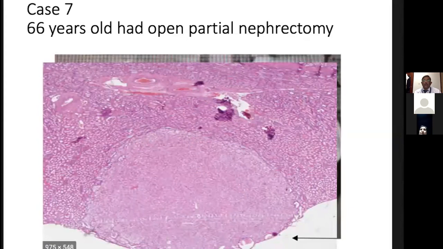So our next poll is focusing on these two cases, and I'm going to pose questions one after the other for your consideration.